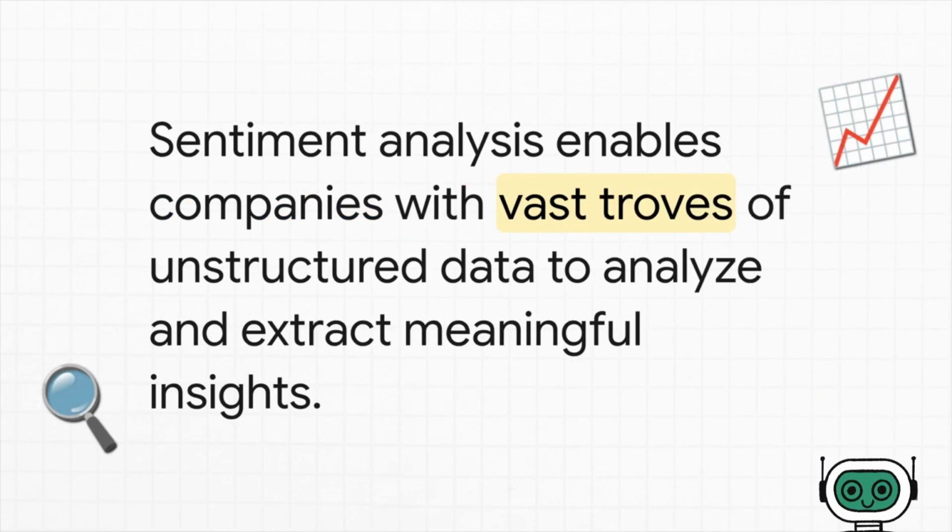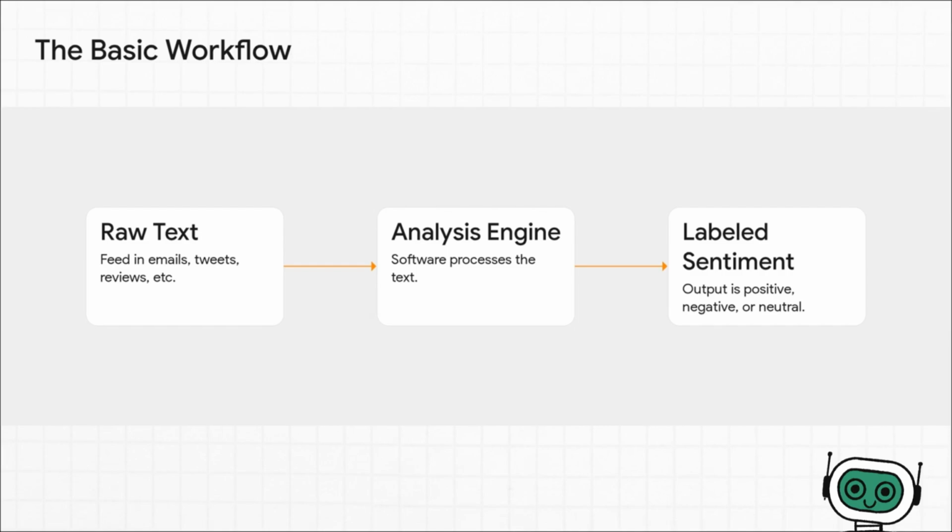And that's the problem it was built to solve. All that text data from emails, social media, and surveys, it's basically just noise until you give it some structure. Sentiment analysis is what creates that structure. It turns a sea of opinions into something you can actually measure and track. The basic process is pretty straightforward. You start with some raw text, you feed it into an analysis engine, and out comes a clean, simple label, positive, negative, or neutral. It's a simple idea, but it's incredibly powerful when you do it at scale.